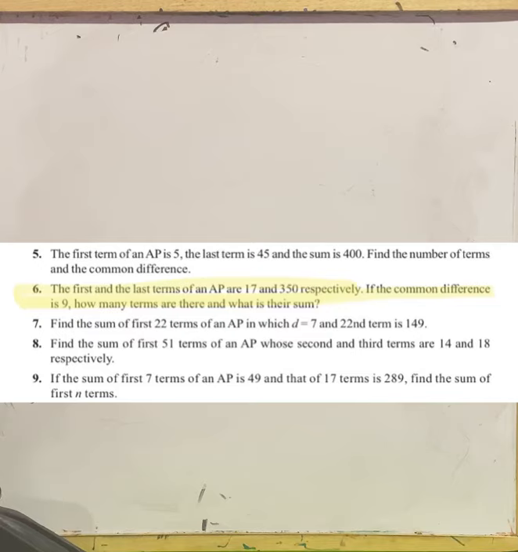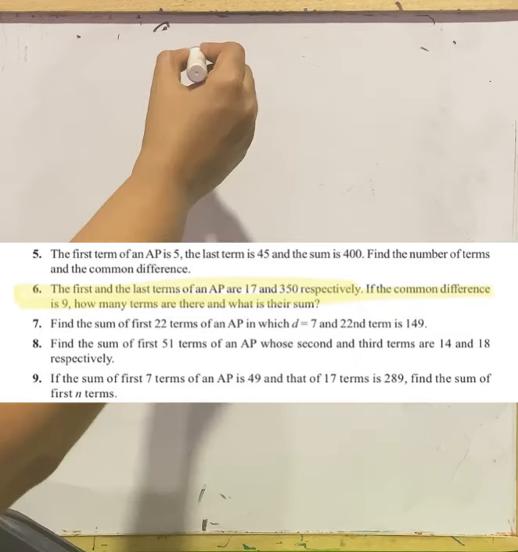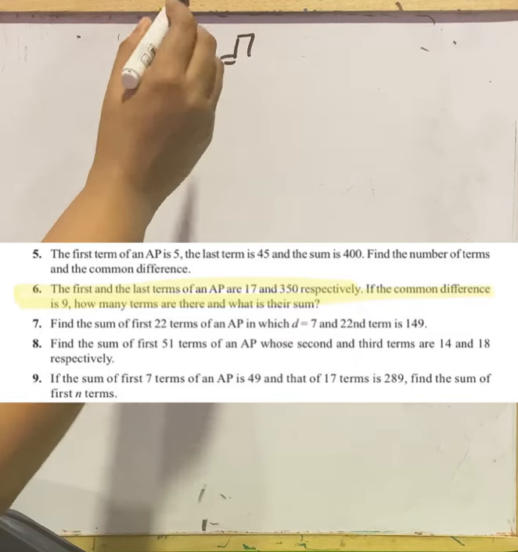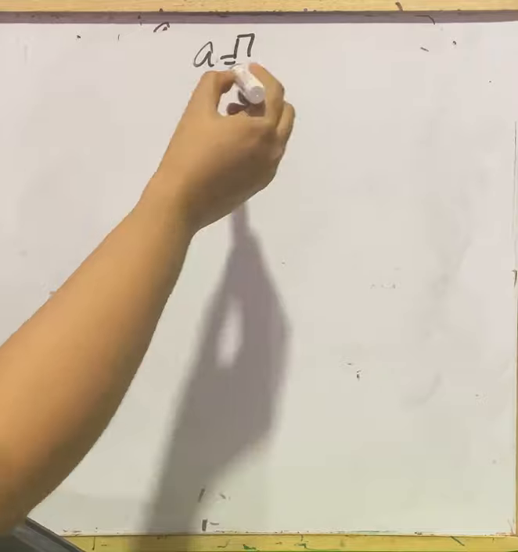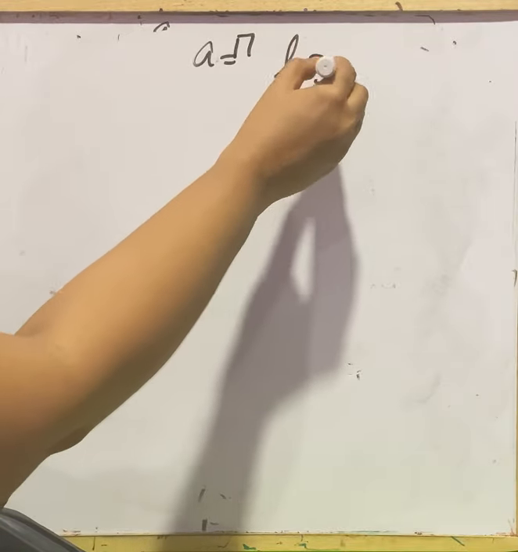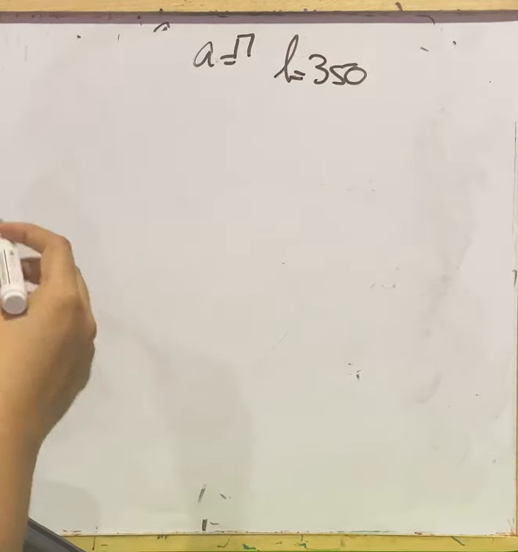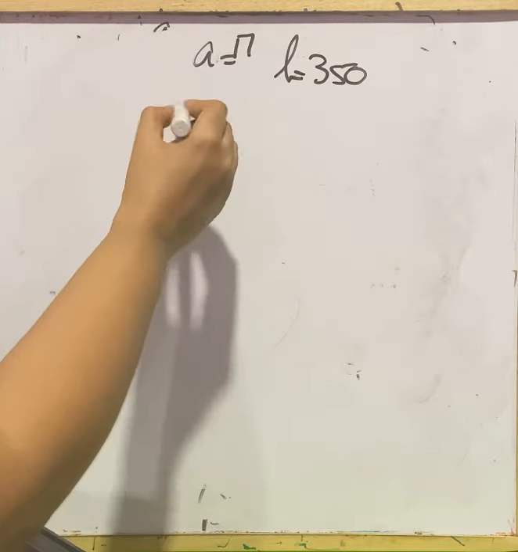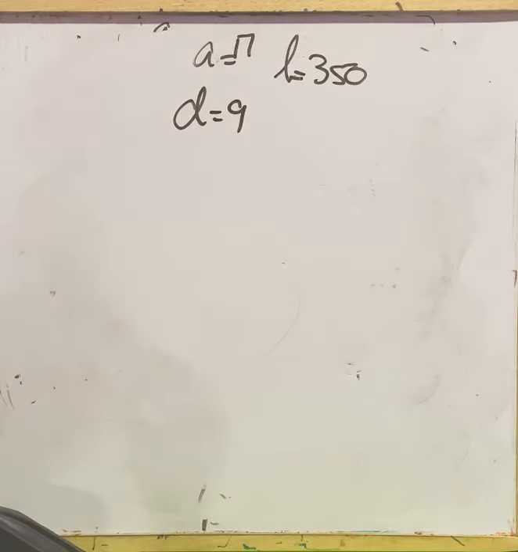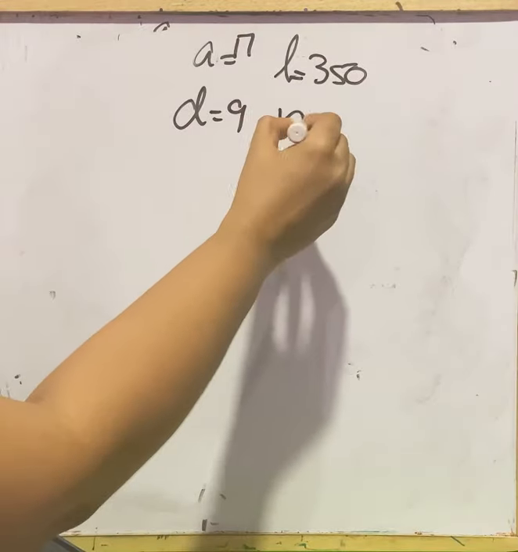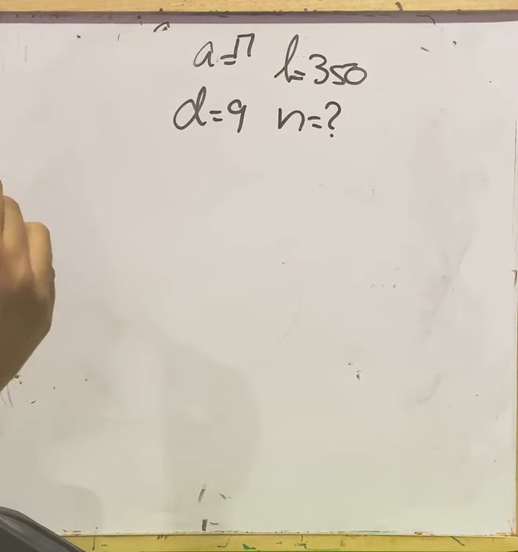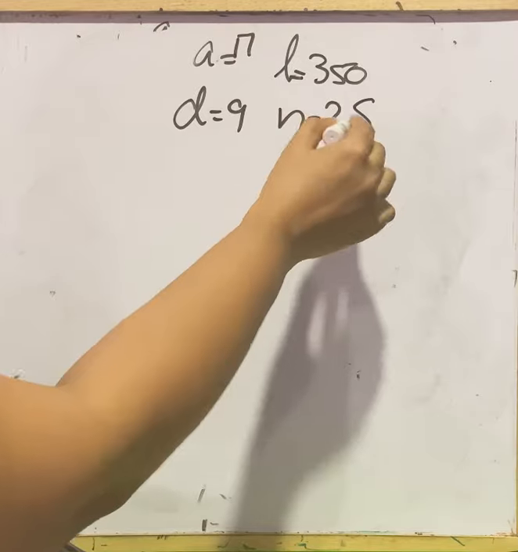Next question. The first and the last term of an AP are 17 and 350 respectively. If the common difference is 9, how many terms are there and what is their sum? Here given a equal to 17, that is first term is 17 and last term, that is L equal to 350. Also common difference is 9, that is d equal to 9. How many terms are there means we have to find number of terms, that is n, and what is their sum? We have to find Sn also.